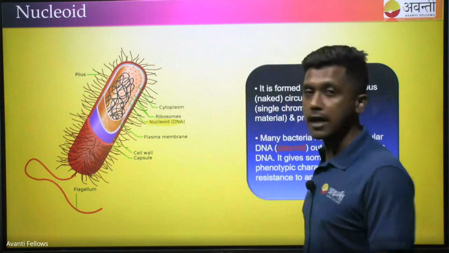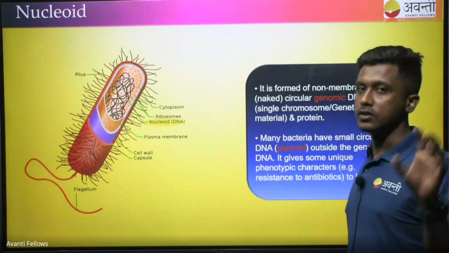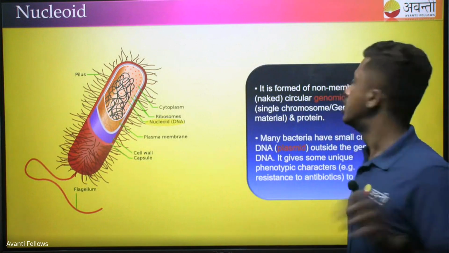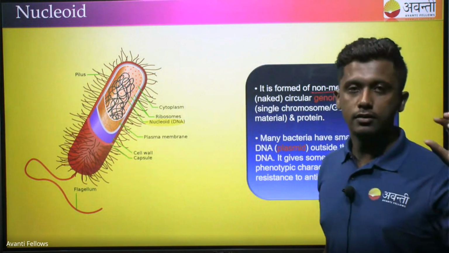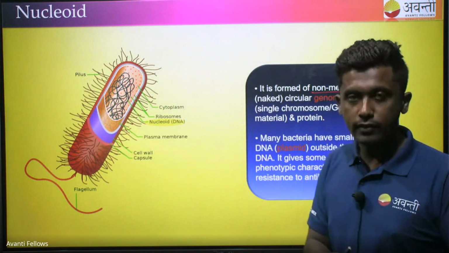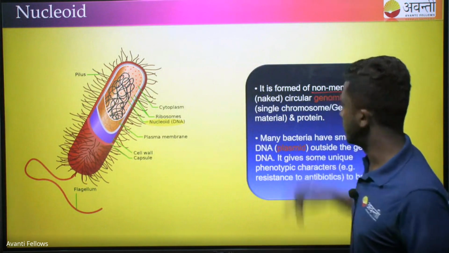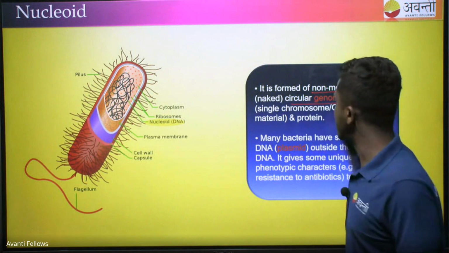Understood? Within the cytoplasm, as I told you, we have our genetic material which is present at the center, and they do not have any membrane. So it is a non-membrane bound structure. The nucleus of the prokaryotic cell is non-membrane bound. So within this non-membrane bound structure, what we can find is circular genomic DNA.